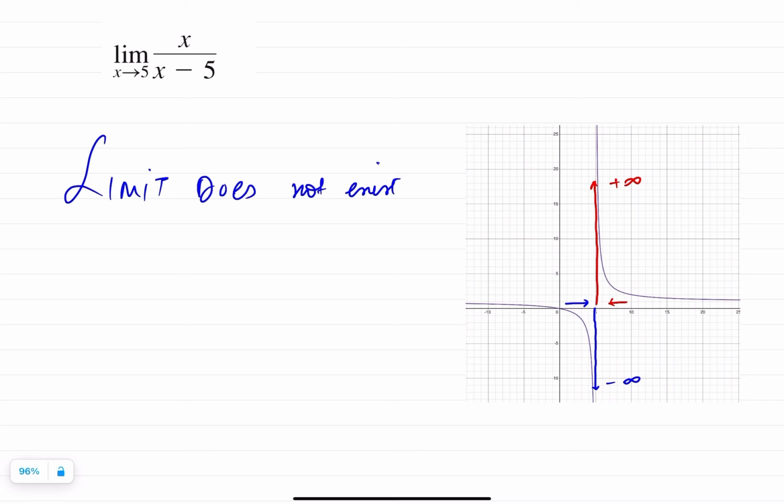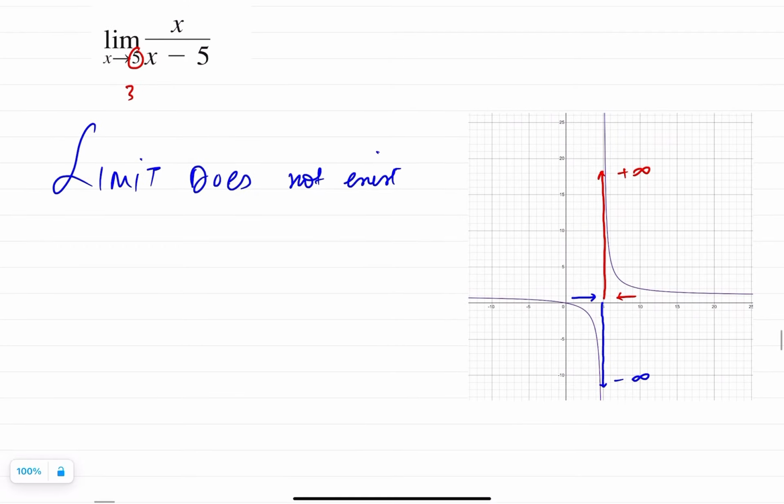Let's suppose it was limit x approaching 3 instead of 5, then you could have evaluated the limit. You could have used the limit law. But since here the denominator is equal to 0, it forms the asymptote. In the asymptote, you are not getting a real number. It's getting positive infinity or negative infinity from the left and right side. So the limit does not exist for this function. Let's move to the next problem.